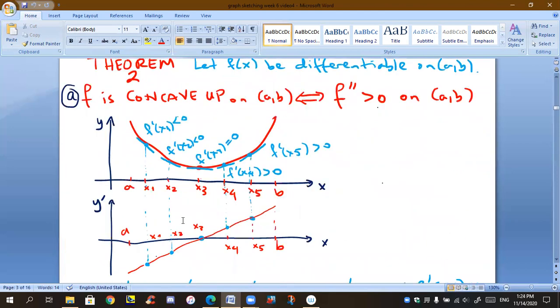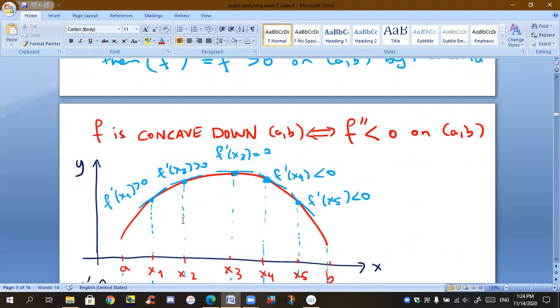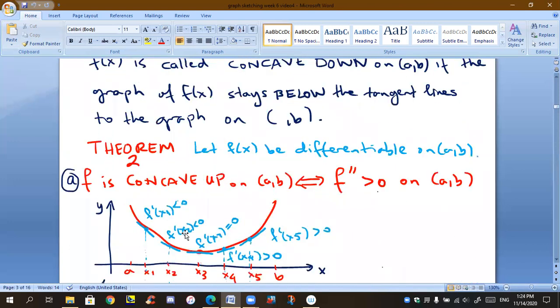So look at concave up. If you have a concave up graph, then the graph stays above the tangent lines. Look at this picture here. If you have a concave down picture, then the graph stays below the tangent lines. Now, the theorem says there is a relation between the concavity of f and the sign of f double prime. So this theorem is that theorem.